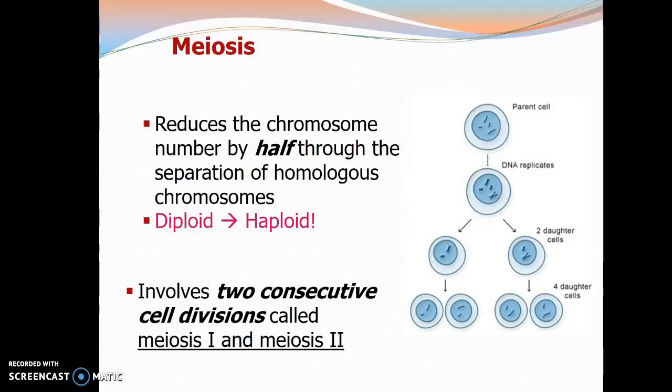All right, so meiosis reduces the chromosome number by half through the separation of homologous chromosomes. So a diploid cell is changed into haploid cells, and it involves two consecutive cell divisions called meiosis 1 and meiosis 2.